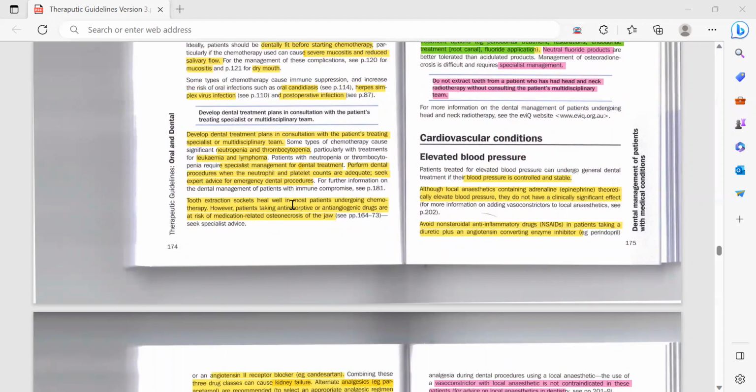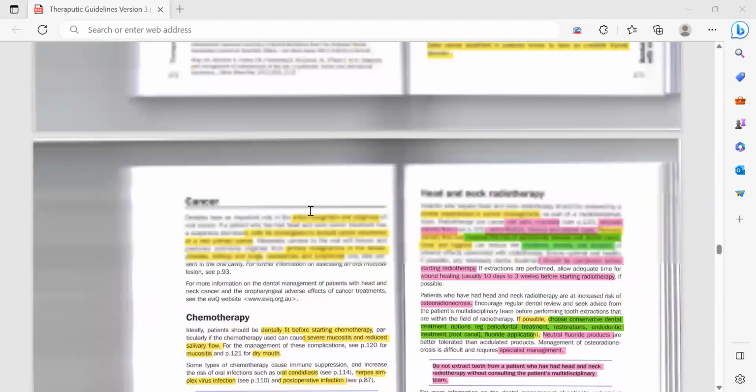Tooth extraction sockets heal well in most patients undergoing chemotherapy. However, for patients taking anti-resorptive or anti-angiogenic drugs, there is a risk of MRONJ. So in that case, you need to seek specialist advice.